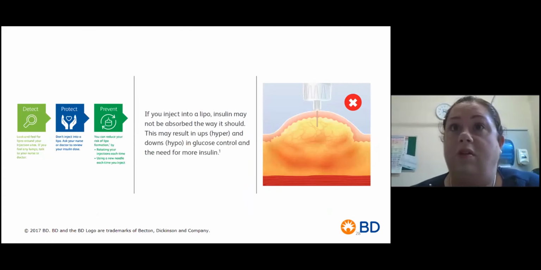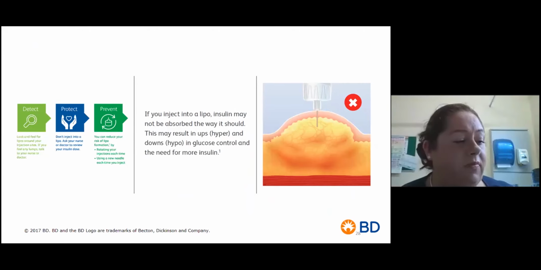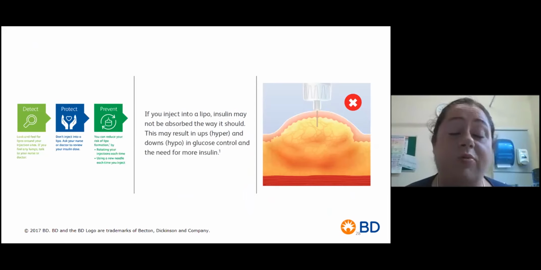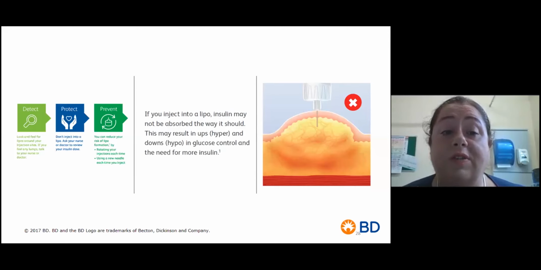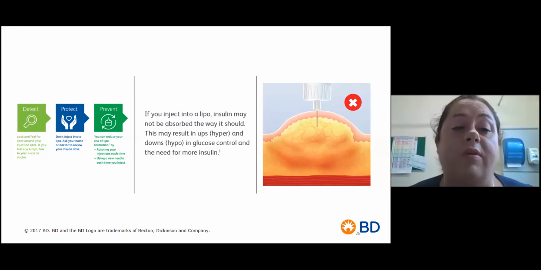So just to move on to my next slide, then, detect, protect, prevent. If you inject into a lipo, the insulin's not going to be absorbed, or may not be absorbed in the way that they think it's going to be, which results in the hypo and the hyperglycemia. And it can be very frustrating, especially if you have somebody who's really working hard, trying to maintain their A1C or get their A1C down, or improve, maybe they're exercising. It can be really frustrating for them.